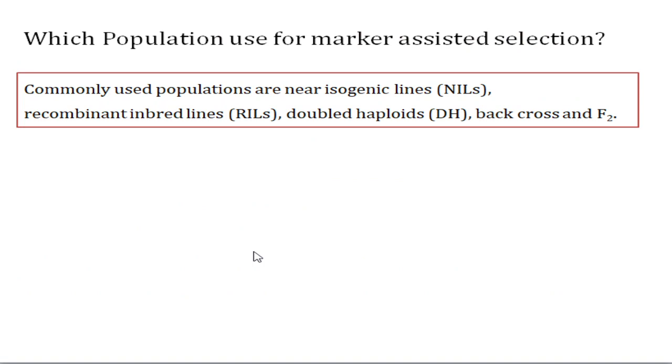Next, which population is used for marker assisted selection in plant breeding? Generally for marker assisted selection, they employ near isogenic line populations, recombinant inbred line populations, double haploids and backcross populations, as well as F2 populations.